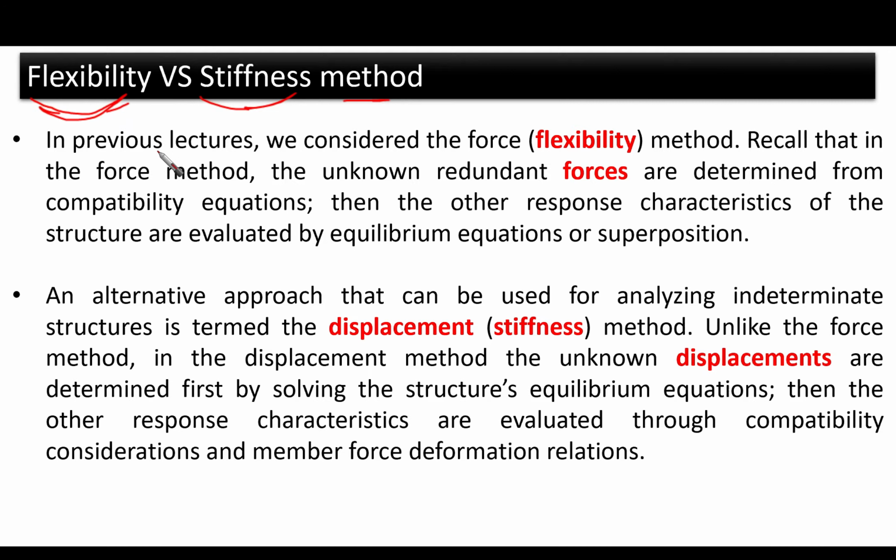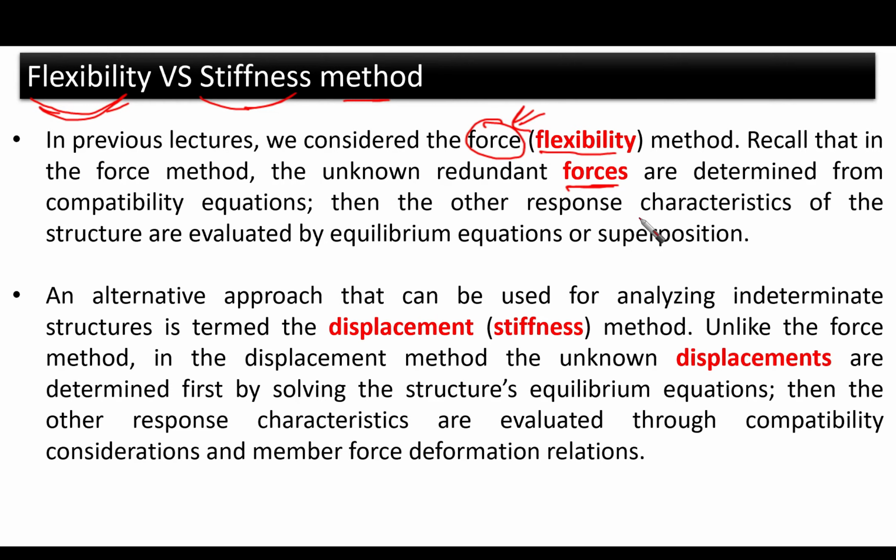Okay, so in the previous lectures, we considered the force method, which we call the flexibility method. So we were considering force as our main unknown, and we were working upon this. So recall that in the force method, the unknown redundants were forces. The forces are determined from the compatibility equations. Then the other response characteristics of the structure are evaluated by equilibrium equations or superposition.